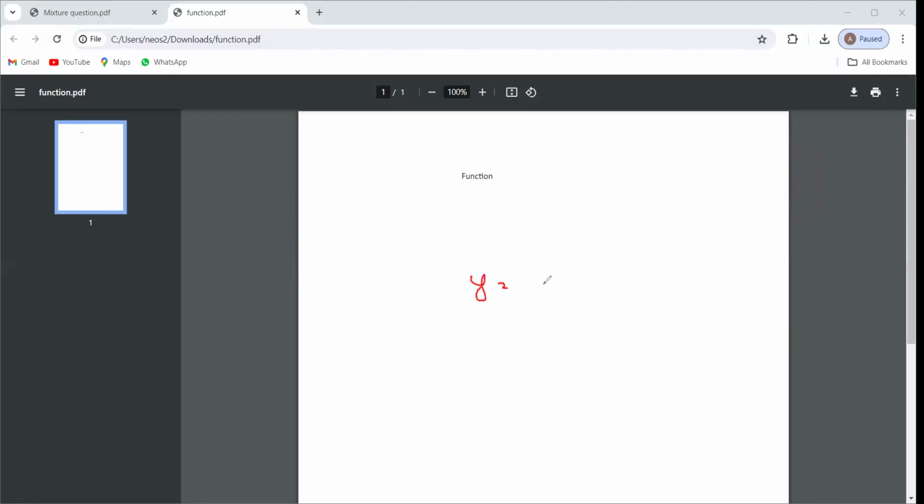For example, I'm writing y is equal to something, for example f of x. Now concentrate on this y, right? Range is what value of y you will get, or what values y will consist of, from where to where. That is range.